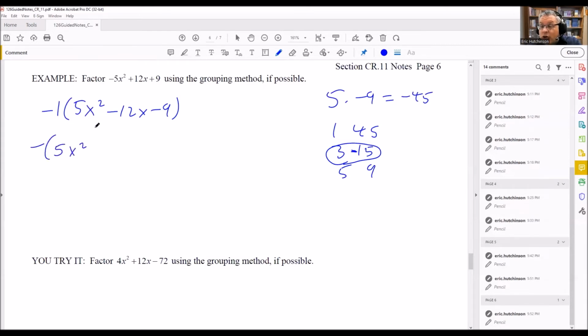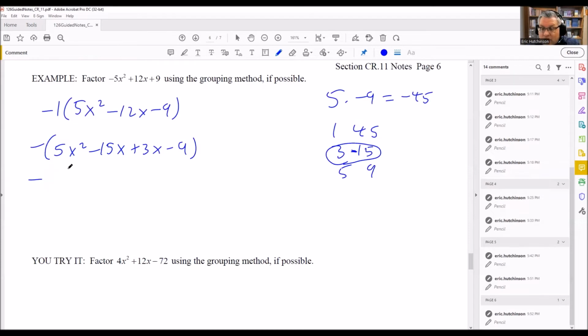I have 5x squared, and it doesn't matter which order you put this in. So I'll put the negative 15x first, but again, it doesn't really matter which order you want to put that in. So I'm going to put negative 15 first and the 3 second, but again, I could have switched those. It's fine. So with this, I want to factor out the first two.